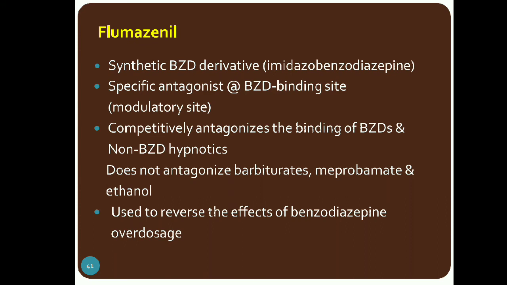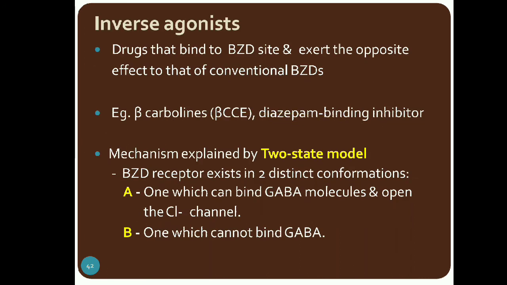This is a special class, nothing but inverse agonists. Drugs that bind to the BZD site exert the opposite effect to that of conventional BZs. Examples are beta-carbolines and diazepam binding inhibitors. The mechanism is explained by two states: one which can bind GABA and open the chloride channel, and one which cannot bind GABA. Okay. This is the picture, you can see the picture.